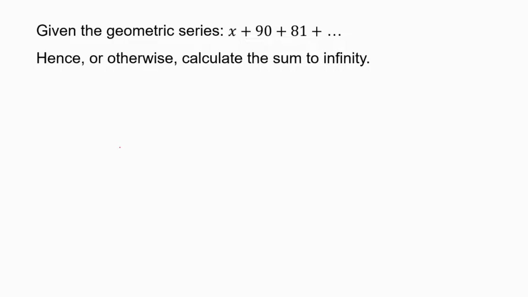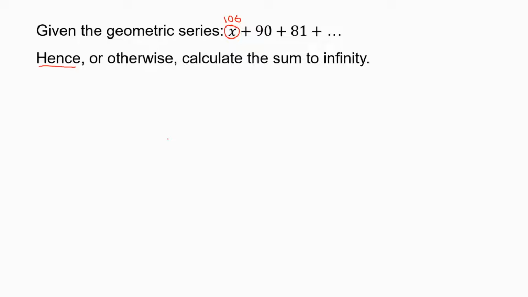Welcome back. We're doing question 2.3, which is the last part of our question 2. Given the geometric series x plus 90 plus 81, remember that we got 100 for our first term. Hence, what is the meaning of this? It means use what you have proved in the previous question, isn't it? Or otherwise, okay? Right, we'll start with otherwise and then go back to hence.